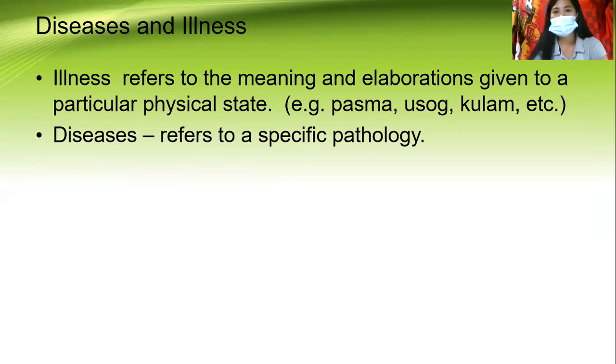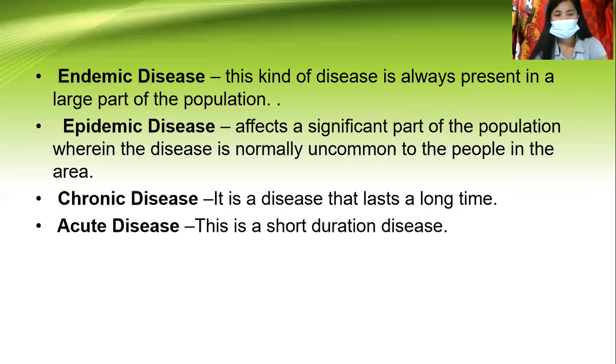For example, asthma or tuberculosis. So disease refers to a specific pathology. Okay, so there are 4 kinds of disease, which are the epidemic, endemic, chronic, and acute disease. So when we say endemic disease, this kind of disease is always present in a large part of the population. So for example, dysentery. So it is the result of contaminated food and water supply.